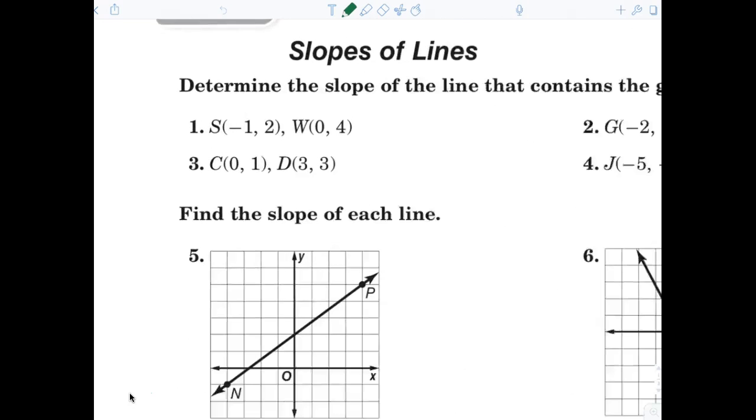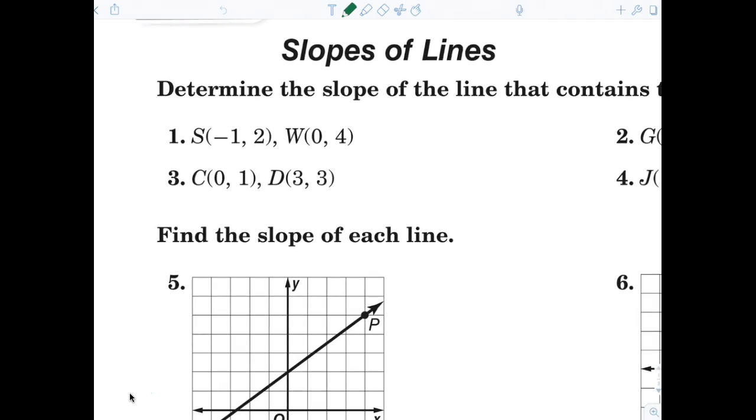Who remembers what the slope formula is? M equals y2 minus y1 over x2 minus x1. But as you progress, we're going to refer to it as delta y over delta x. Delta just means change. Change in y over change in x. Everybody happy with that? Now, the only difference between this year and last year is that I expect you to be able to look at it and tell me the answer.